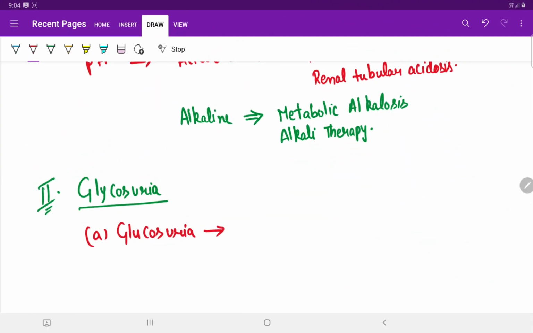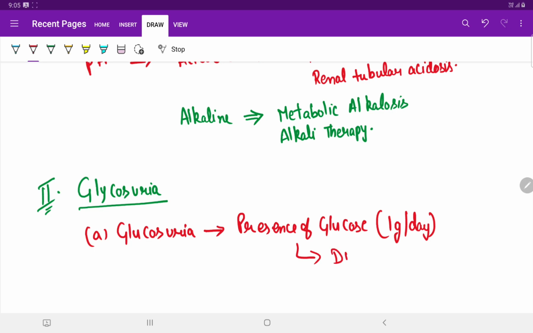Now in glucosuria, it indicates the presence of glucose in amounts more than 1 gram per day in the urine. So the concentration is this much. This may be an indication of diabetes. Sometimes this condition is also known as renal glucosuria, due to pregnancy also.